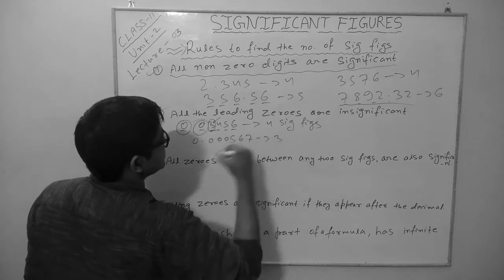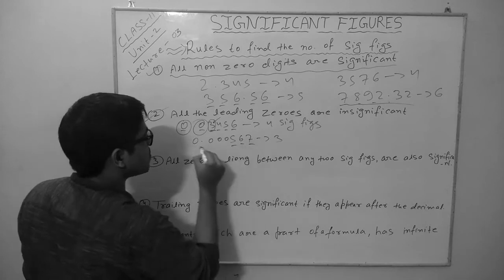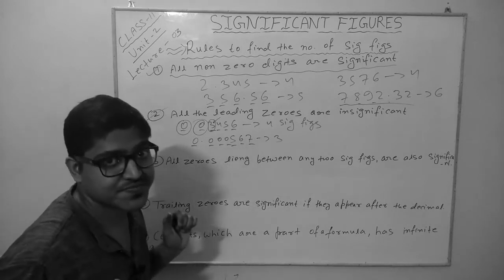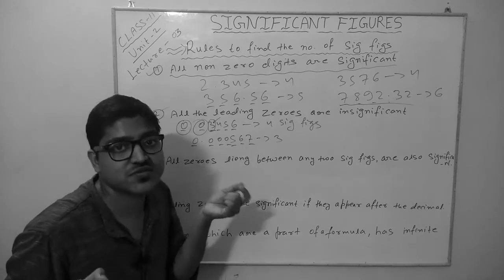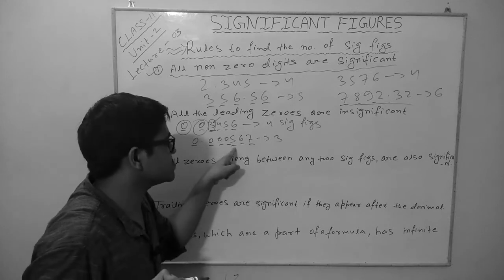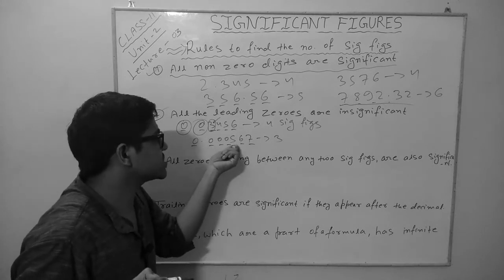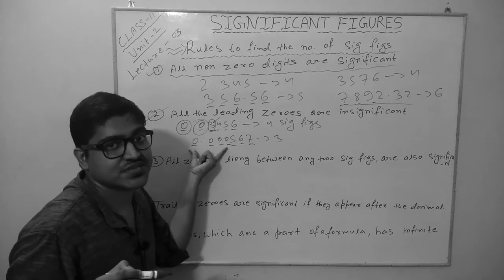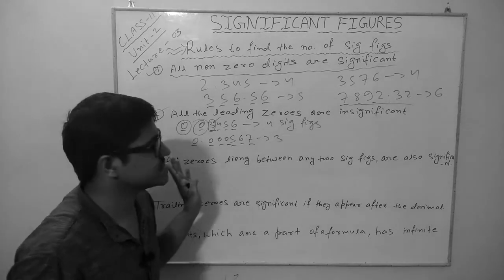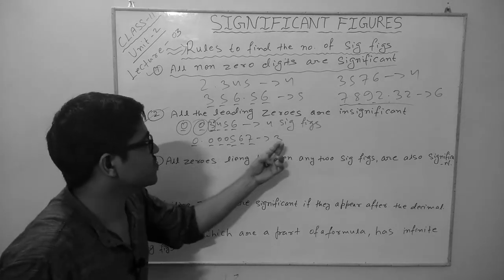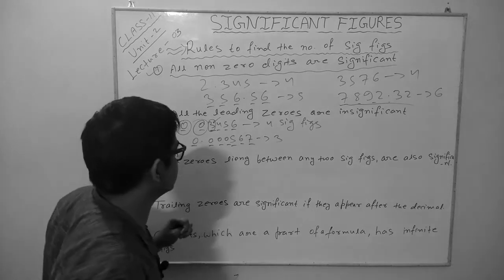Let's consider 0.000567. This has 3 sig figs. 1, 2, 3. All these zeros are leading zeros. They are coming before the first non-zero digit. In this case, the first non-zero digit is 5, and all the zeros coming before it are leading zeros, and they are always insignificant. So in this number, only 3 significant figures are present.